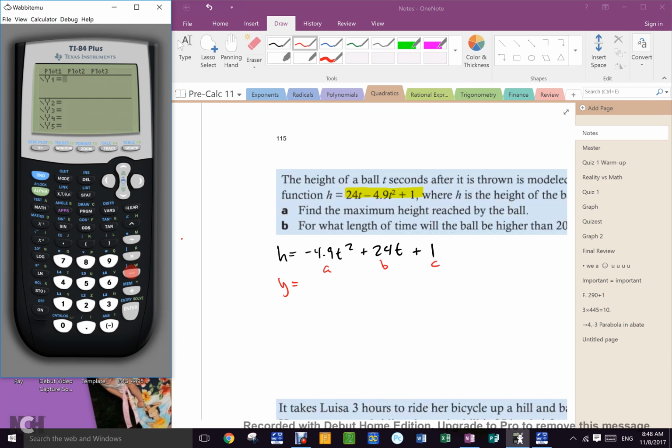All right, so negative, and then I just enter it, 4.9. Now, this is t. Does my calculator allow me to enter a t? No, it's going to call it x, isn't it? Because it's our variable. Squared plus 24x plus 1.